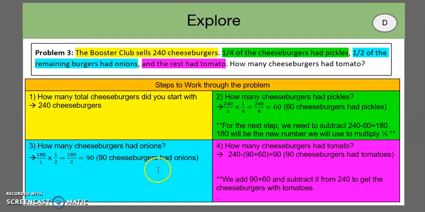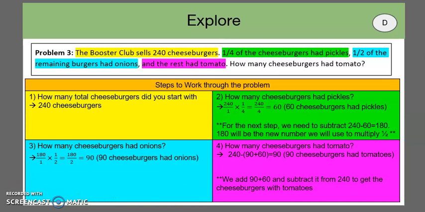And finally, our final step is how many cheeseburgers had tomatoes. From here, we notice that we started out with 240, and we're going to combine the two types of cheeseburgers we had, and then subtract to find out how many tomato cheeseburgers we have left. And as a result, we have 90 cheeseburgers that had tomatoes. And below we have an explanation just in case for students who might be struggling with this, to understand how to get to the next step and to get to the solution.